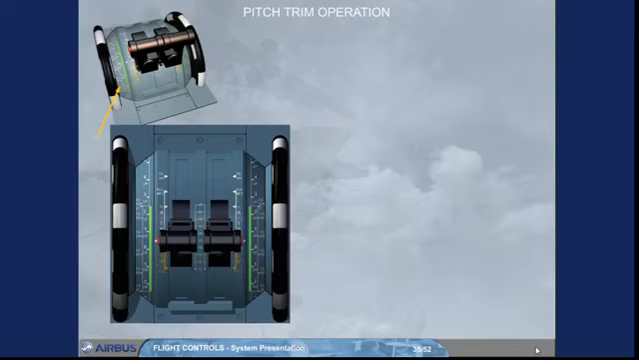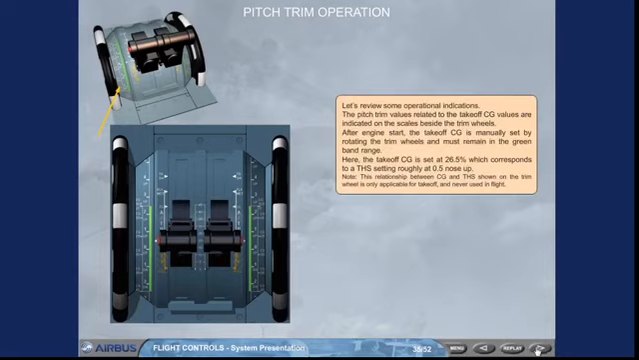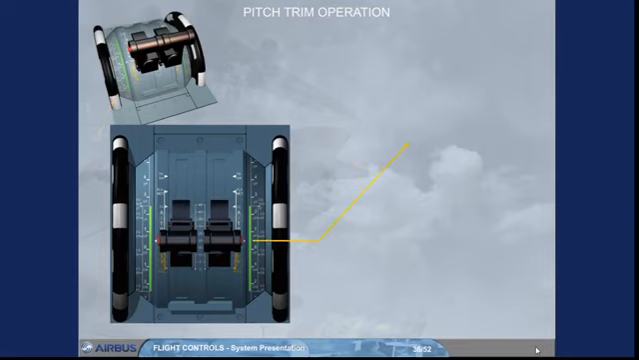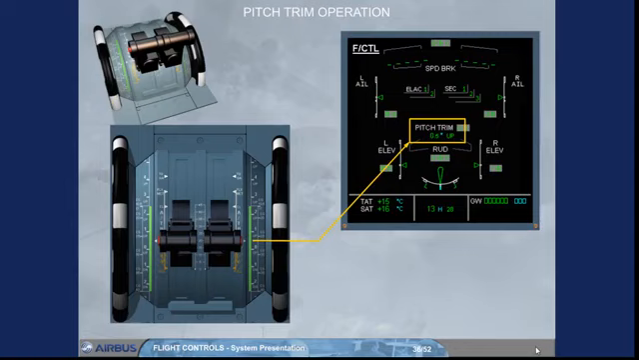Note: this relationship between CG and THS, shown on the trim wheel, is only applicable for takeoff, and never used in flight. The pitch trim setting is shown on the ECAM flight control page. This can be checked during the flight control check, when taxiing, if required. Note: never use this indication for the takeoff trim adjustment. Prefer the scales beside the trim wheels and on the QRH, because they refer to takeoff CG position.